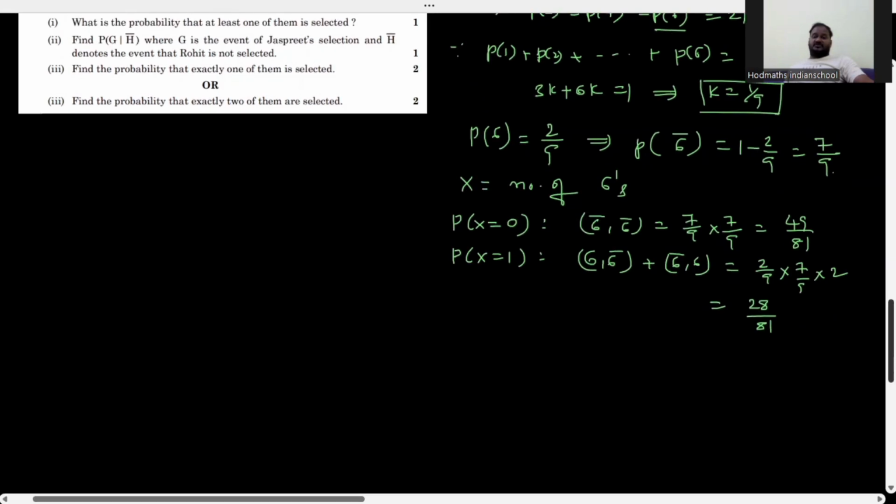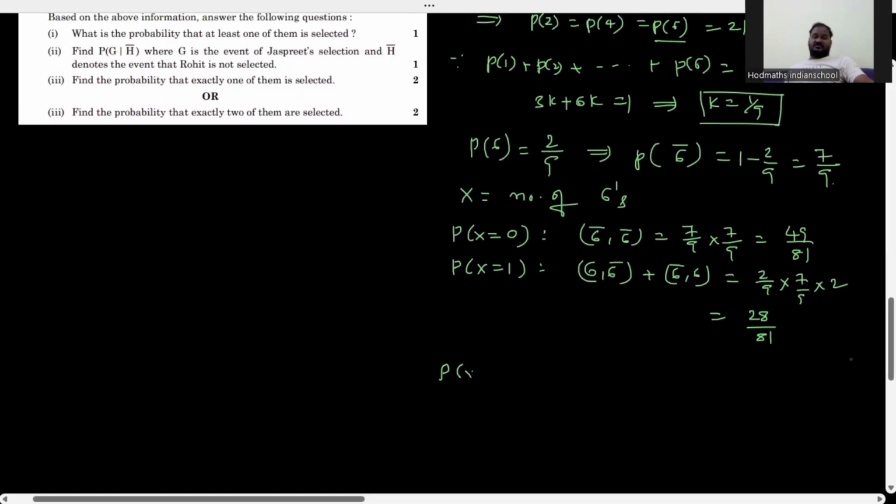Now probability of drawing two sixes. Two sixes are nothing but what? X is equal to 2. It means first die is showing 6, second die also showing 6. So what is probability of showing 6? It is 2 by 9. 2 by 9 times 2 by 9, 2 2s are 4 divided by 81.